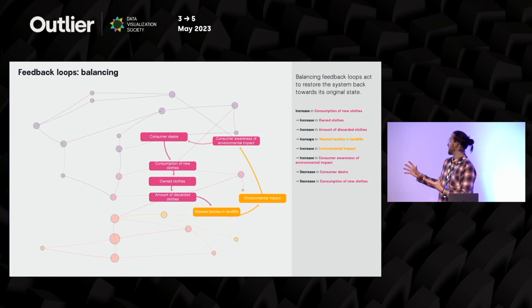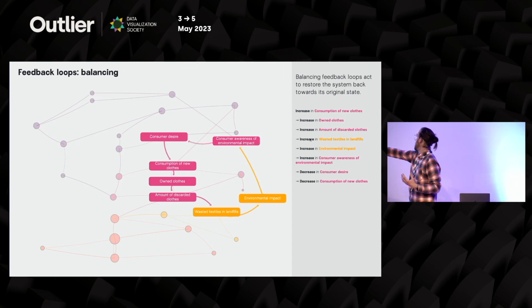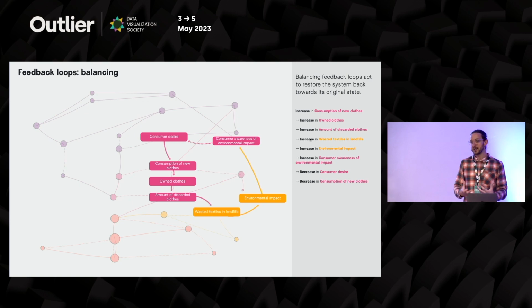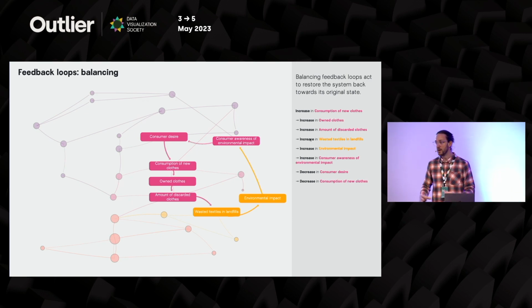And these don't have to necessarily be small. This is a larger loop that combines elements of consumer desire, consumption, and environmental impact. So again, we can do this in an automated way where people can have a look at these systems and start thinking about how can we intervene. For balancing loops, we don't necessarily want to intervene. It's quite a natural process.